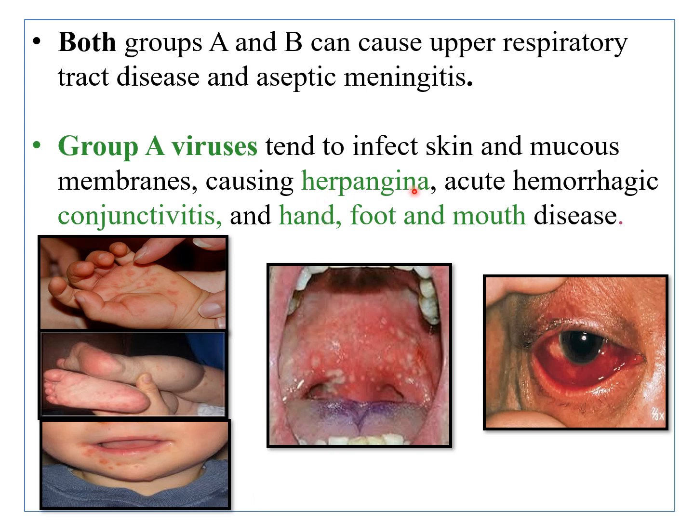such as herpangina, which means the patient has blisters and vesicles in the mouth, usually on the soft and hard palate, which make it difficult to swallow because of the pain. Another disease caused by Group A Coxsackie viruses is hemorrhagic conjunctivitis. You can see here that there is hemorrhage beneath the conjunctiva of the eye.